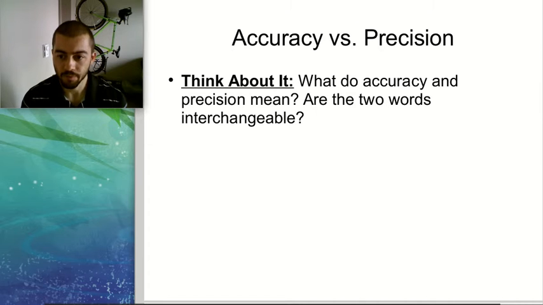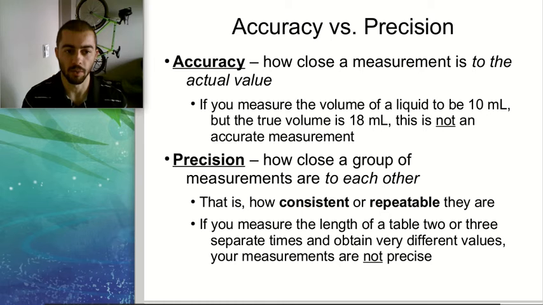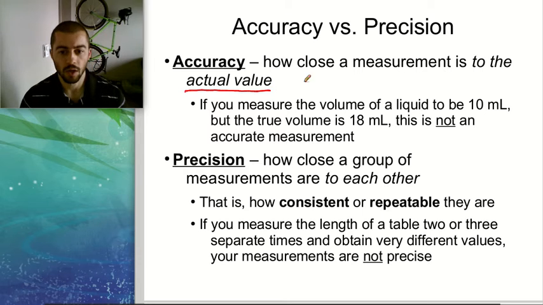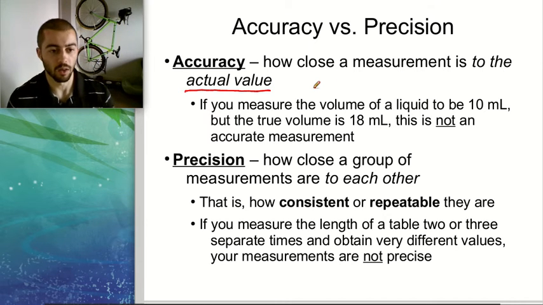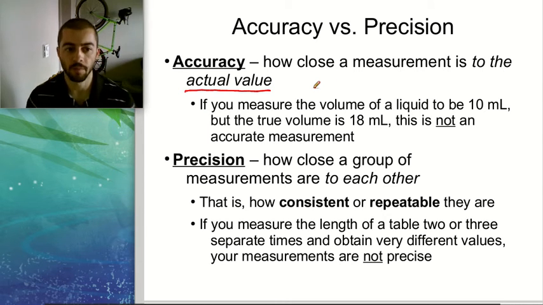Okay, so the words accuracy and precision in everyday life are often used interchangeably, but in science we're not going to think of them as exactly the same. So accuracy is slightly different than precision. It tells us how close a measurement is to the actual value. Okay, so if we are measuring a liquid, let's say, with a graduated cylinder, and we measure the volume to be 10 milliliters, but it's actually 18 milliliters, this is not an accurate measurement.